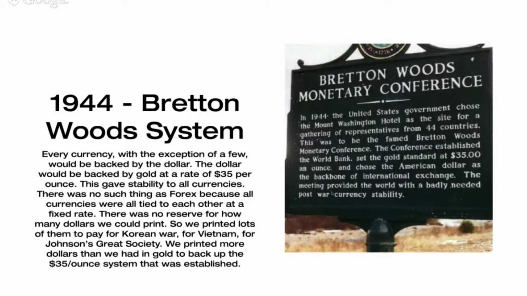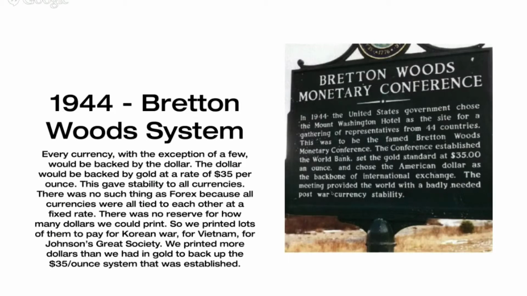The dollar would be backed by gold at a rate of $35 an ounce, which gave stability to all the currencies because none of these countries had gold anymore. Their currencies were all unstable, so they all decided we're going to peg them all to the dollar. The dollar's pegged to gold because the United States has all this gold in the bank. So at that time, there was no such thing as Forex, right? Currencies didn't float in relation to each other because they were all tied to each other at a fixed rate.